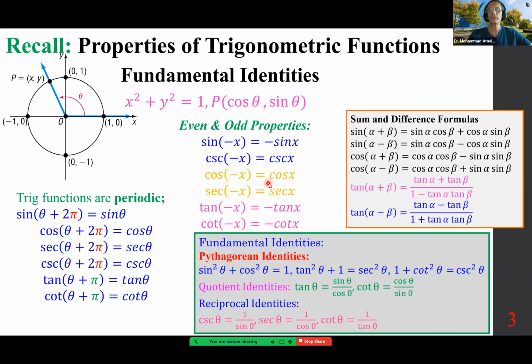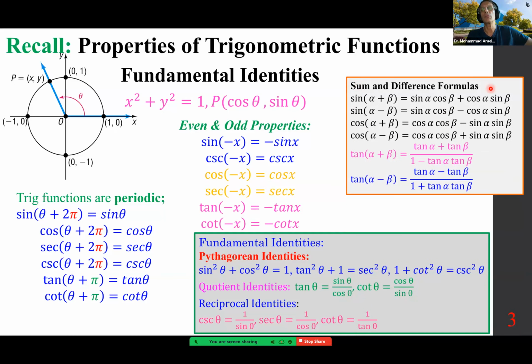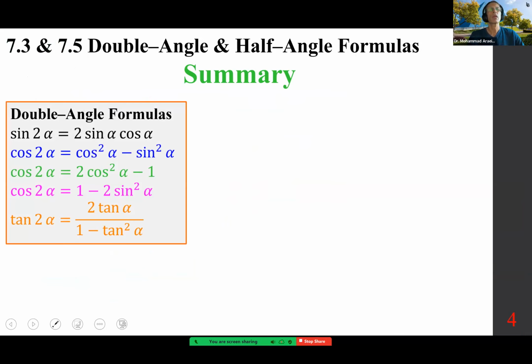And we recall the sum and difference formulas. For example, sine of alpha plus beta is sine alpha cosine beta plus cosine alpha sine beta. Now, here's the summary of the section, and we look at more details shortly. Double angle formulas from before.